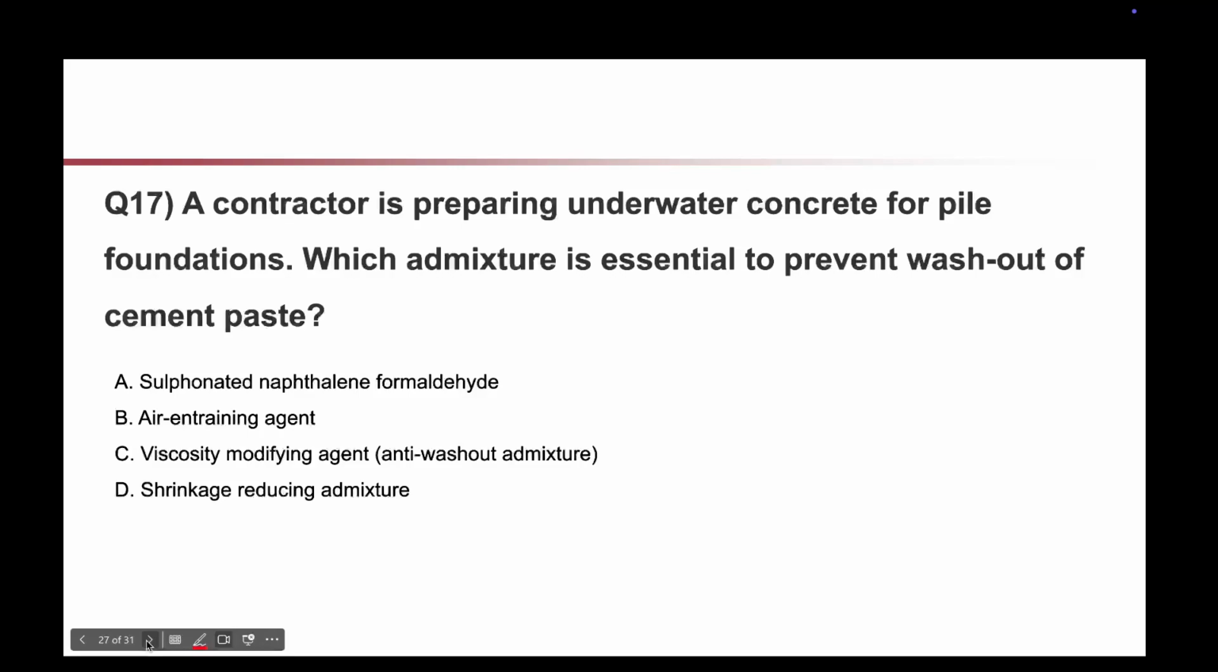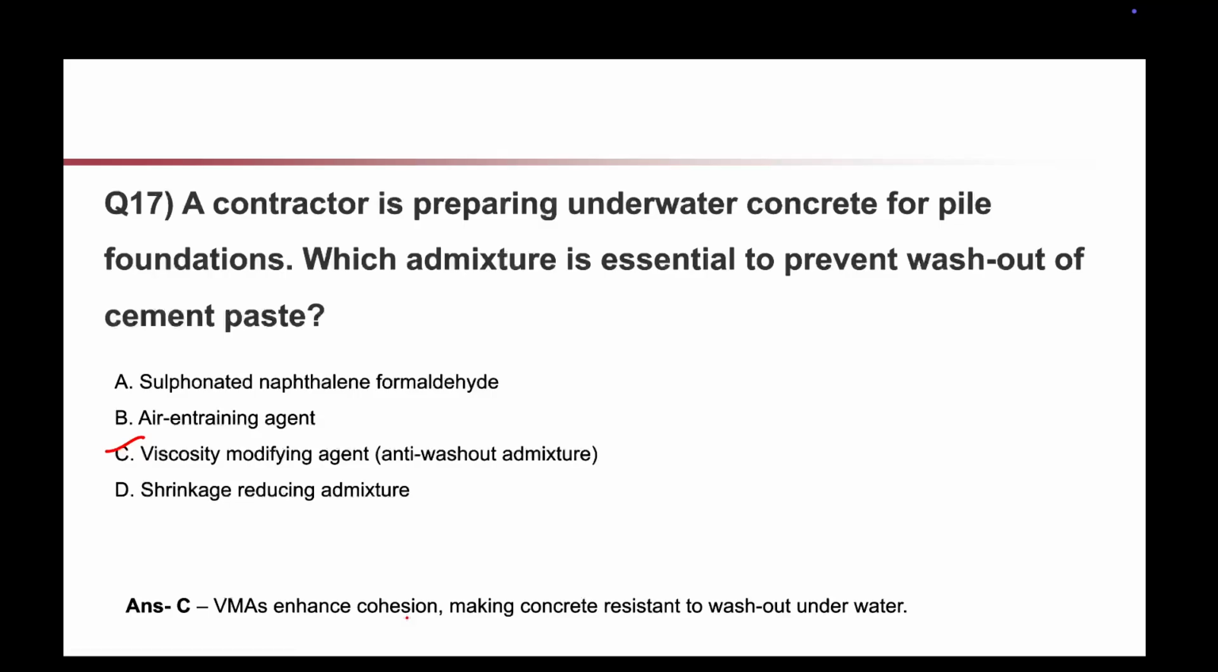Contractor is preparing underwater concrete for pile foundations. Which admixture is essential to prevent washout of cement paste? SNF, air entraining agent, viscosity modifying agent, or shrinkage reducing admixture? Viscosity modifying. C. Okay, correct, because VMA enhances cohesion, which makes the concrete more resistant to washout under water.